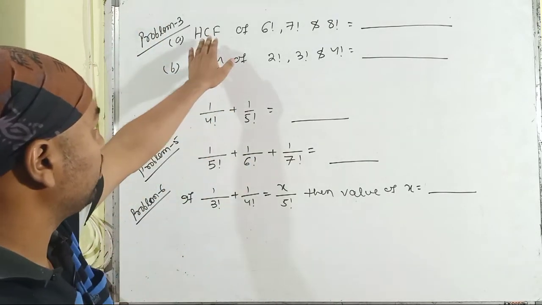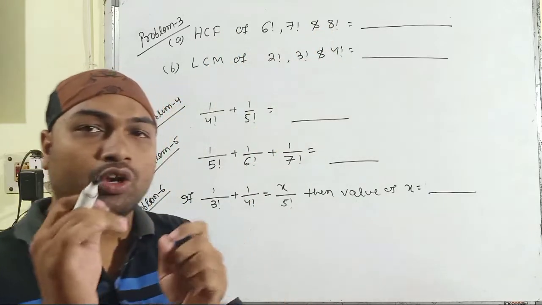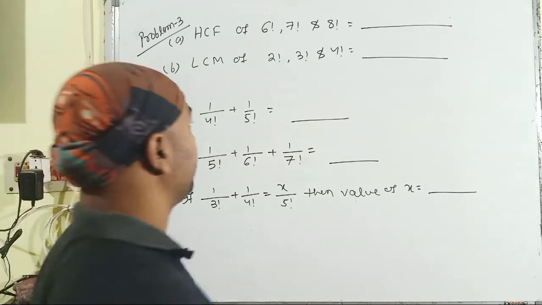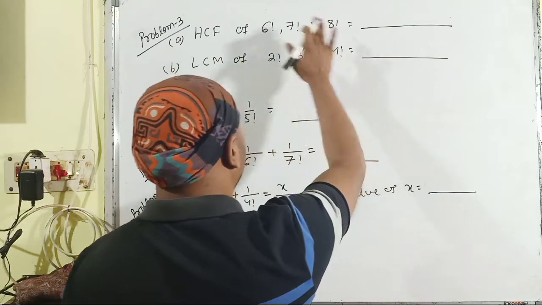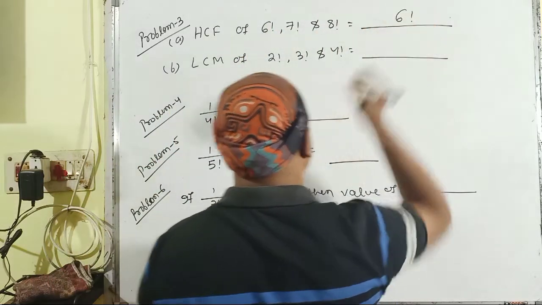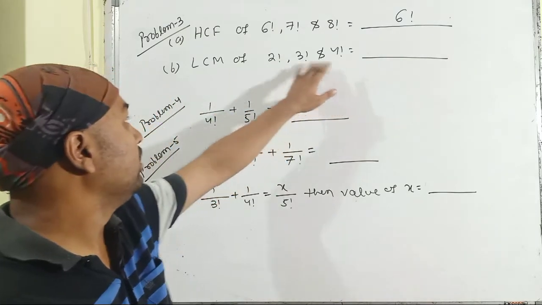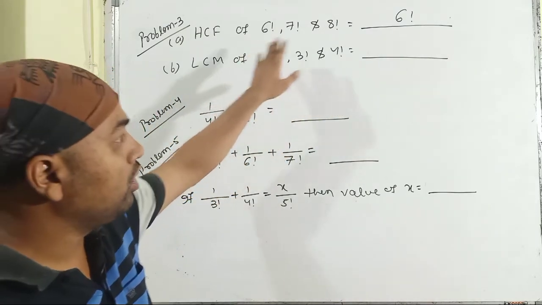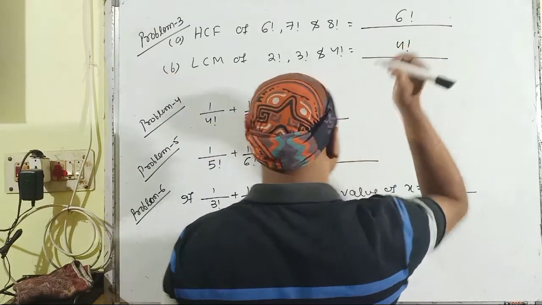As all of you know, the HCF of some factorials is the lowest factorial, or the smallest factorial. That means the HCF of 6 factorial, 7 factorial, 8 factorial, you have to write down the smallest factorial, that is 6 factorial. LCM of 2 factorial, 3 factorial, and 4 factorial, then you have to write down the greatest factorial here, and that is 4 factorial.